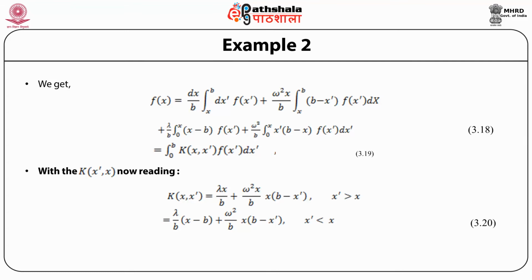Now look at this definition of k(x, x prime) here. In this case, as we interchange x and x prime, this function k(x, x prime) is no longer symmetric. So here is the example where the corresponding integral equation that we obtained, namely f(x) equal to integral 0 to b of k(x, x prime) f(x prime) dx prime, with the kernel k defined as above, and the kernel k is no longer symmetric.